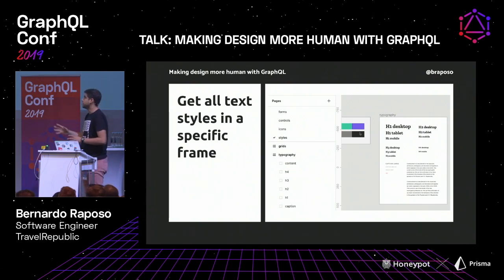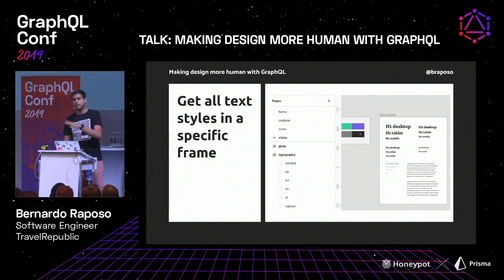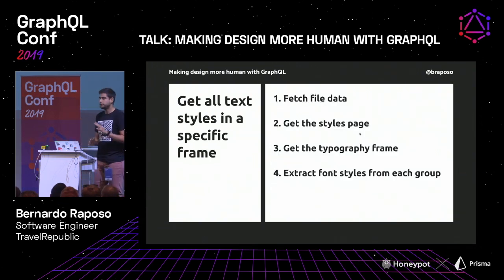Let's imagine that we want to get all the text styles in a specific frame inside our document. On the right side, you have the design document, and you can see it's made of pages. You have the different frames on the left as well. What we want to extract is this content on the right, which is in one of those groups on the left side. Visually, it's easy to understand. But once we go into the API, once we go into the code, it becomes a little bit harder.